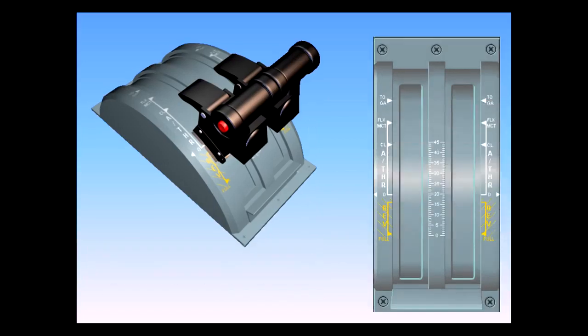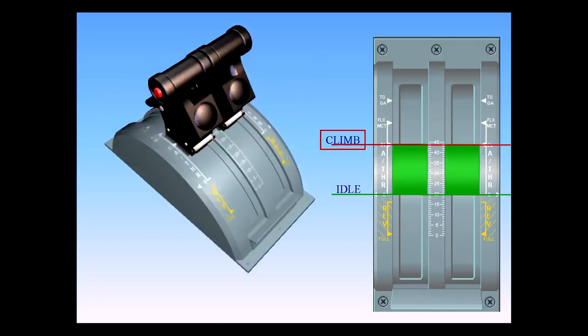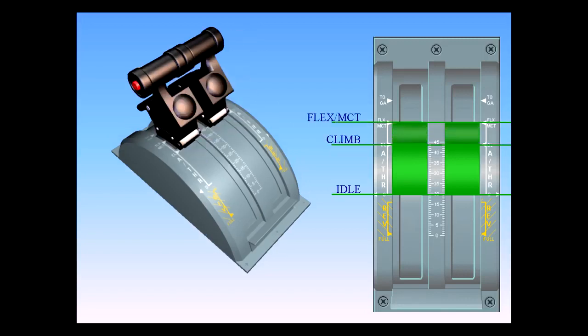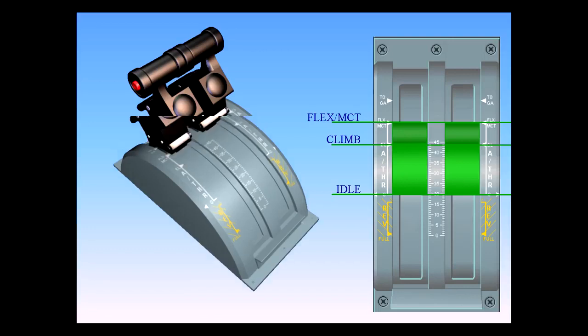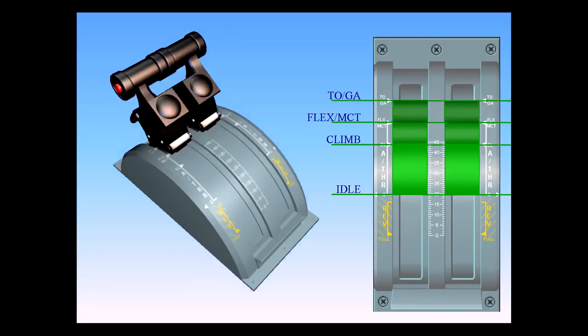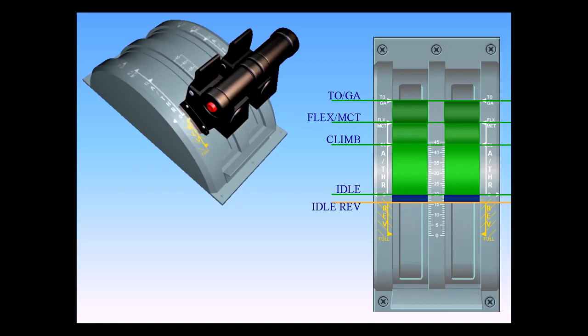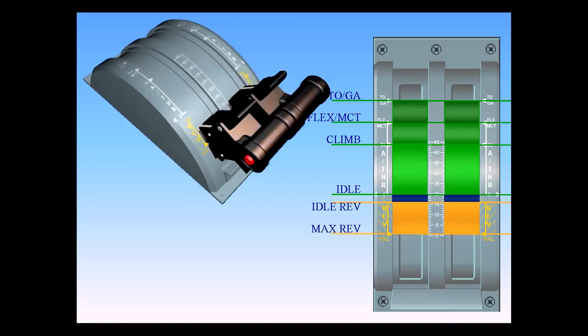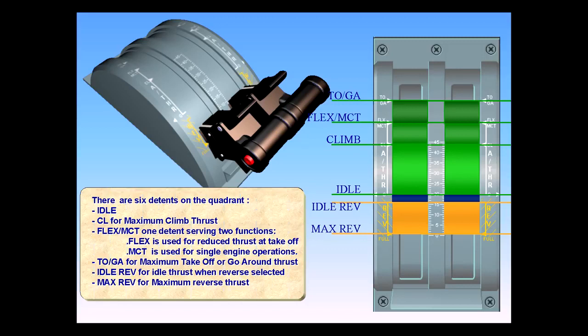There are 6 detents on the quadrant: idle, climb for maximum climb thrust, flex/MCT, one detent serving 2 functions. Flex is used for reduced thrust at takeoff. MCT, max continuous thrust, is used for single engine operations. Toga for maximum takeoff or go-around thrust. Idle reverse for idle thrust when reverse is selected. Max reverse for maximum reverse thrust.